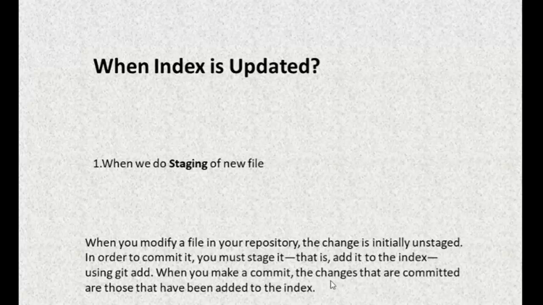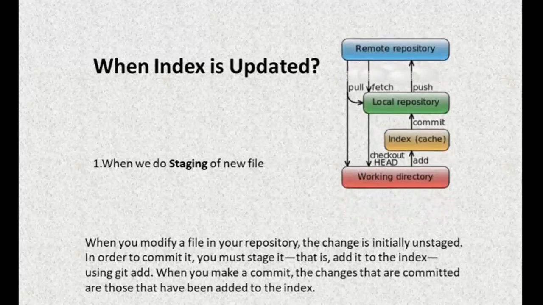When you make a commit, the files that are committed are taken from the index file reference. The newly added file will first be updated in the index cache, and then you can commit it to the local repository.